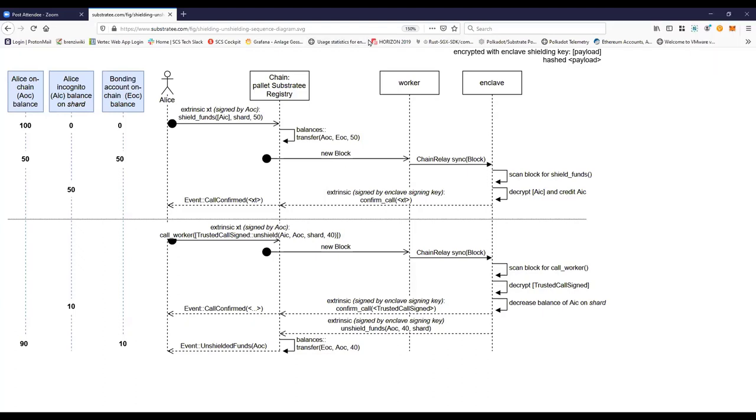Do you have questions? Yoshi, does that answer your question? Very clear. It's almost the same design as transferring DOTs to parachains. It's just an enclave. Yeah. It's very similar to the chain bridge protocol Xclaim. It's not so much different.